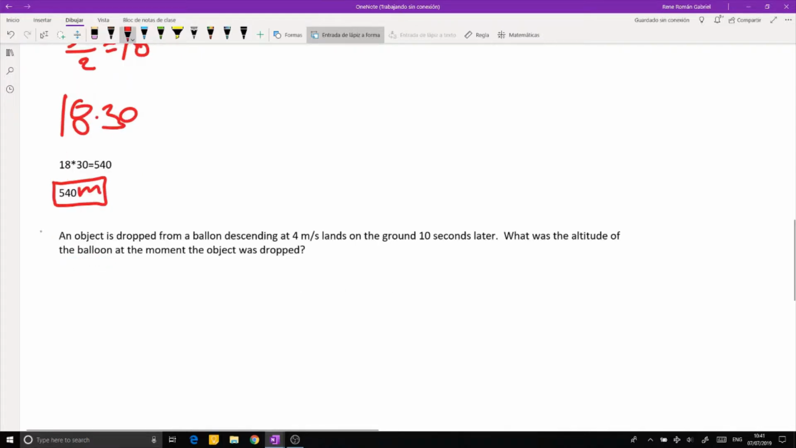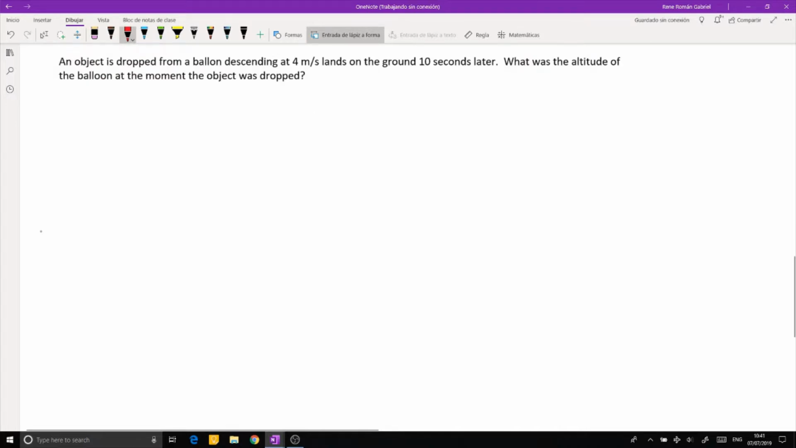Next, an object is dropped from a balloon descending at 4 meters per second. It lands on the ground 10 seconds later. What is the altitude of the balloon at the moment the object was dropped? Well, first let's see what data we have. We have initial velocity, u, which they said is 4 meters per second. Then they ask us for distance. Well, let's put it here. 4. Distance is our unknown.